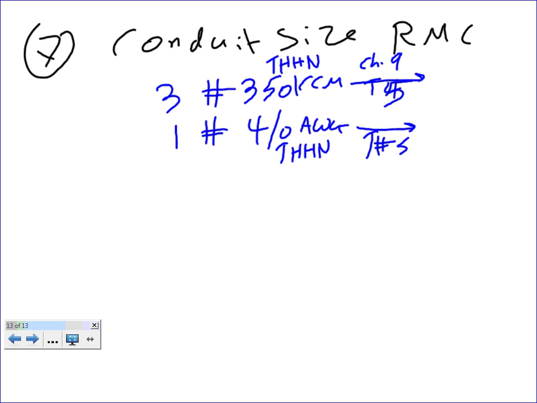THHN. And what was the size? 350. Anybody disagree that it's 0.5242? Did you come up with that? 0.5242? If you say so. I just want somebody to acknowledge it. Yes. Okay, 0.5242.